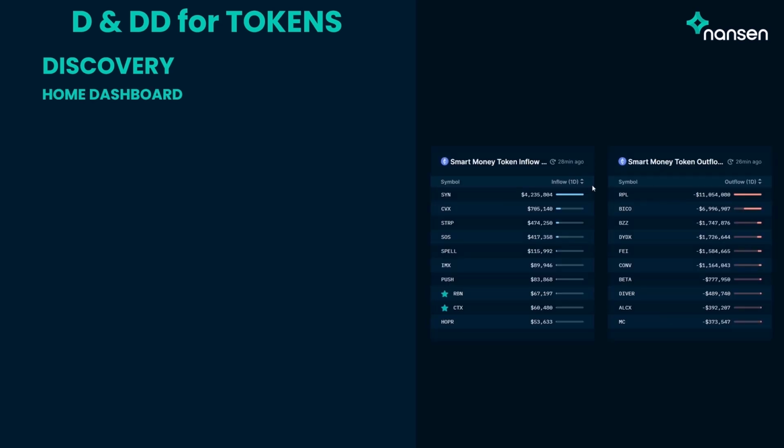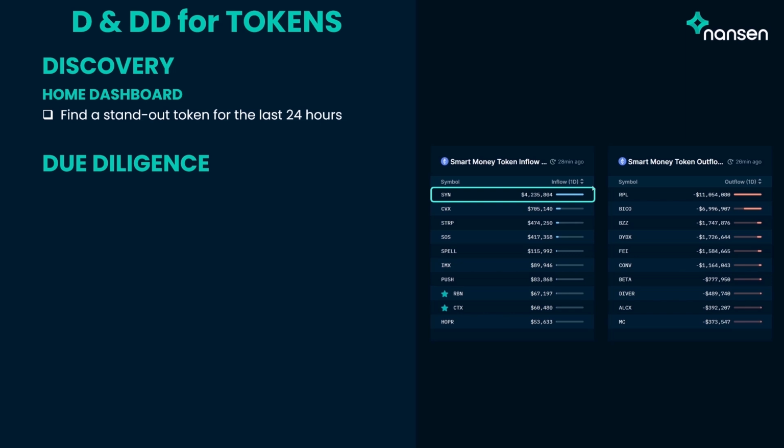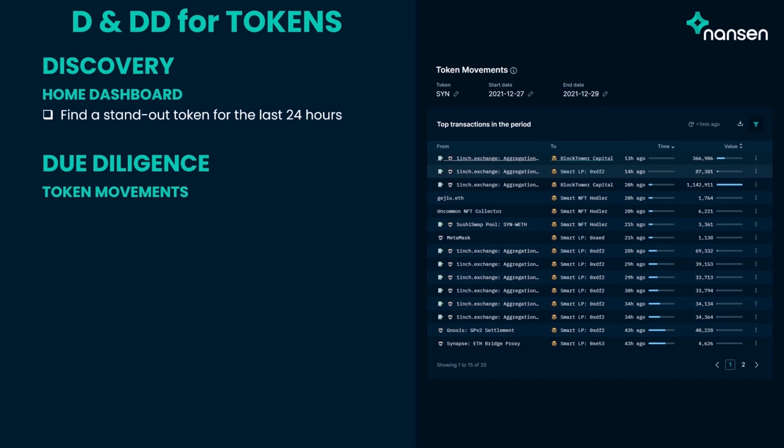Do your token discovery by using the widgets in the bottom right corner of the home screen. Look for a token that stands out. In our case, it was Synapse. Then, due diligence starts. Right-click on SYN, go to token movements for that token, see the last couple of days. Look at the transactions. Find the entities behind that significant inflow.